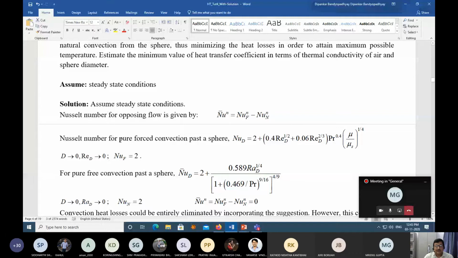One is pure forced convection past a sphere. This is the expression, and pure free convection past a sphere. So this is the expression for the forced convection, and this is the expression for the free convection. Can you please quickly calculate the Nusselt number?